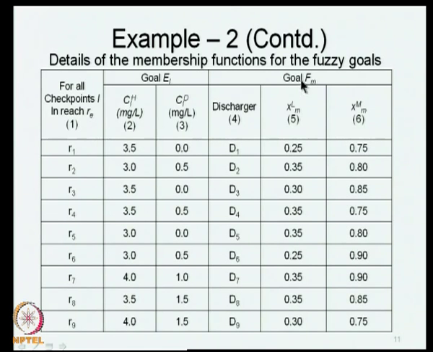Now, this is goal FM, if you recall what we did in the last class, and this is the goal EL for the location L. The location L in a particular reach, all the L will have the same membership functions. For example, reach 1 may have checkpoints 1 and 2, both of them will have the same membership function and so on. And therefore, we have defined for goal EL.